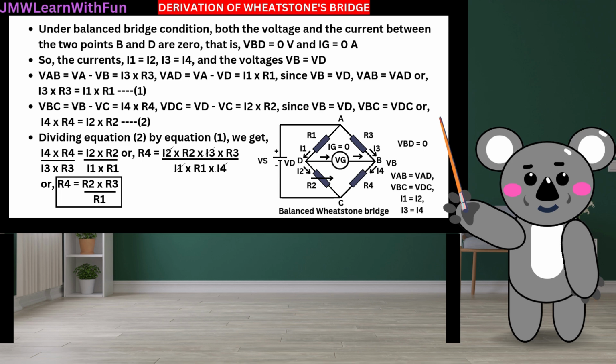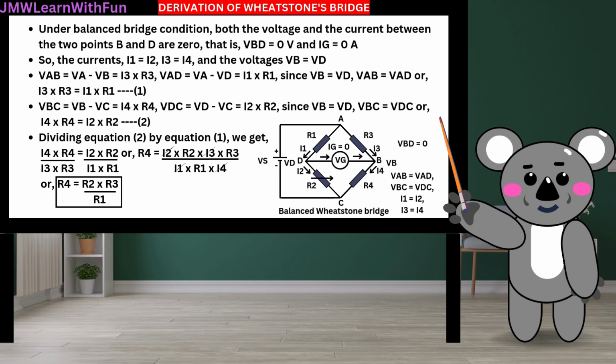Under balanced bridge condition, both the voltage and the current between the 2 points B and D are zero, that is, VBD equal to 0 volts, and Ig equal to 0 amperes, so the currents I1 equal to I2, and I3 equal to I4, and the voltages VB equal to VD. VAB equal to VA minus VB, equal to I3 multiplied by R3. VAD equal to VA minus VD, equal to I1 multiplied by R1. Since VB equal to VD, VAB equal to VAD or I3 multiplied by R3 equal to I1 multiplied by R1, this is equation 1.